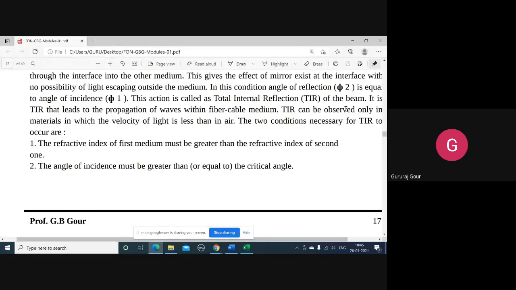So TIR can be observed only in materials in which the velocity of light is less than in air. This is very important. If you want TIR to occur in this core, then the speed of light in this core should be less than in the cladding or the air.